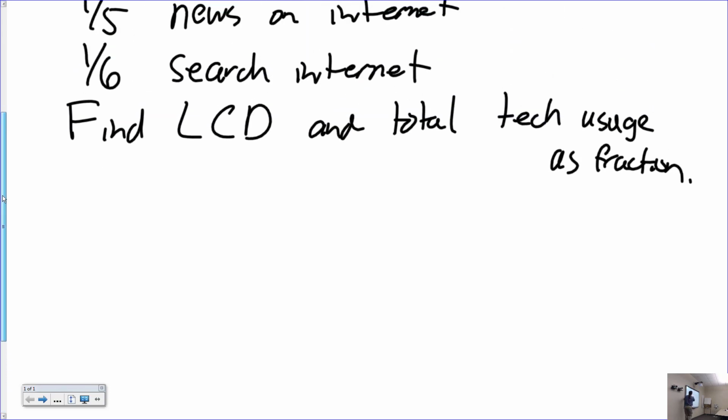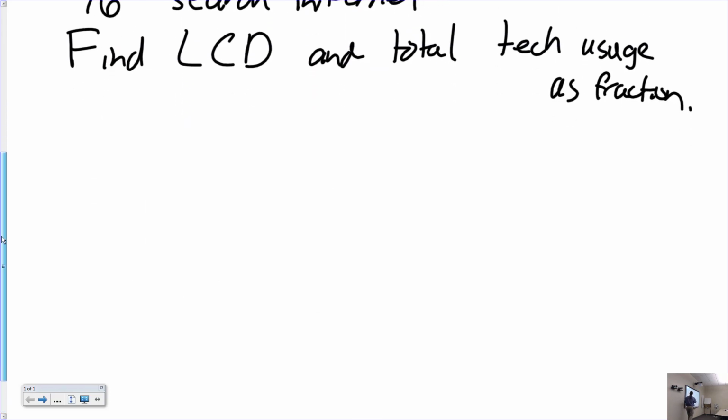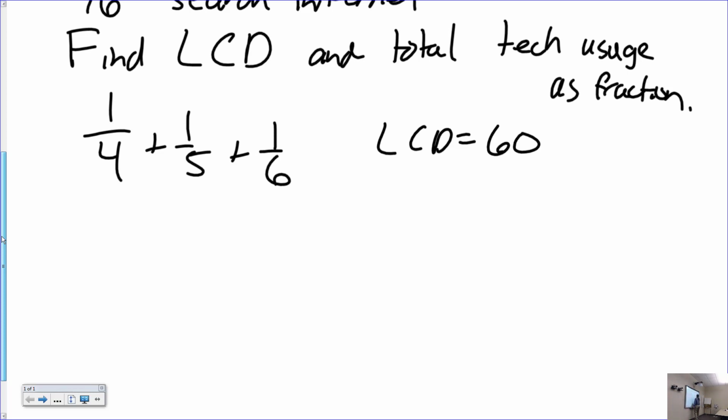So in this case, we're just looking for the total tech usage. So all we really need to do as a fraction is just add the fractions. And so what was the least common denominator? 60. 60, as it turns out. Again, you didn't have to use it necessarily, but it does make it the most easily used number, right? So how does this convert to a 60?